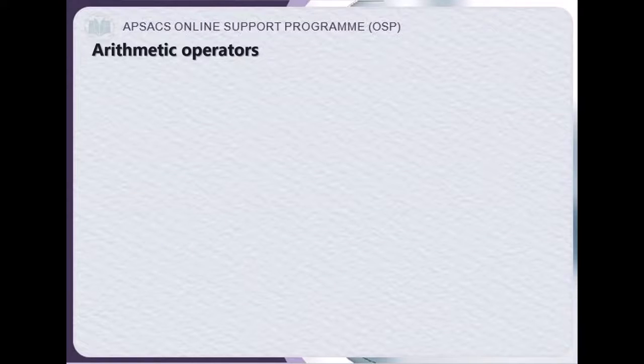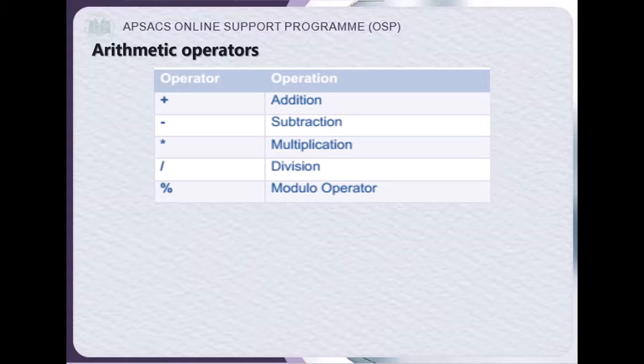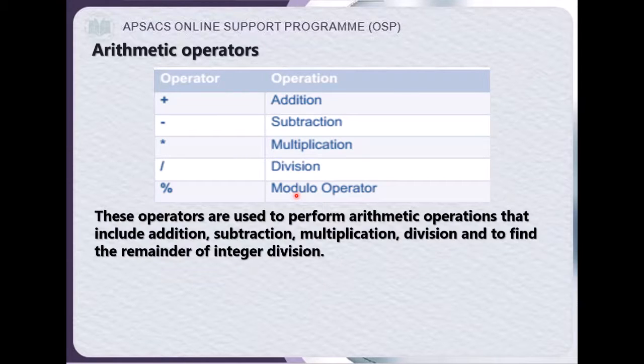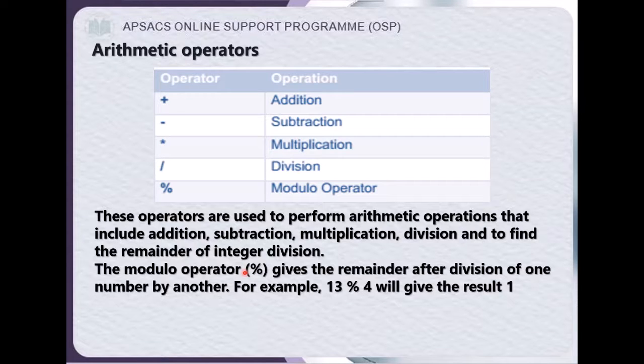Arithmetic operators in C++. These are the basic operators available in C++. Plus for addition, minus for subtraction, asterisk for multiplication, slash for division, percentage for modulo or remainder operator. These operators are used to perform arithmetic operations that include addition, subtraction, multiplication, division, and to find a remainder of integer division. The modulo or remainder operator gives a remainder after division of one number by another.